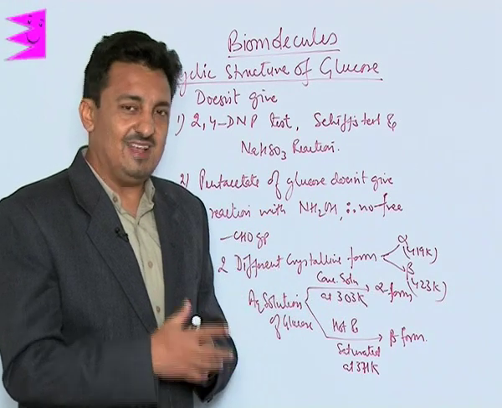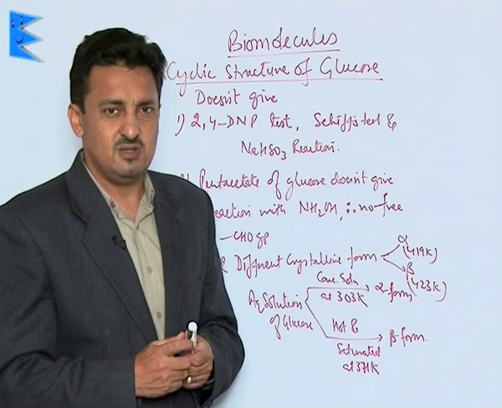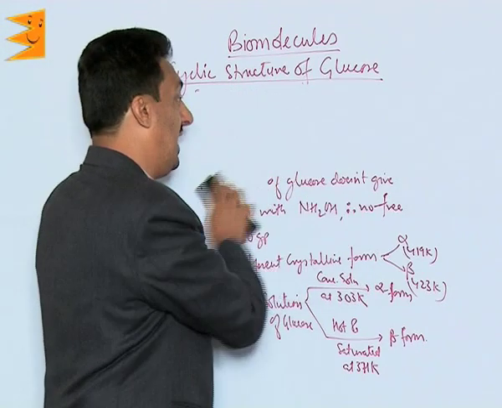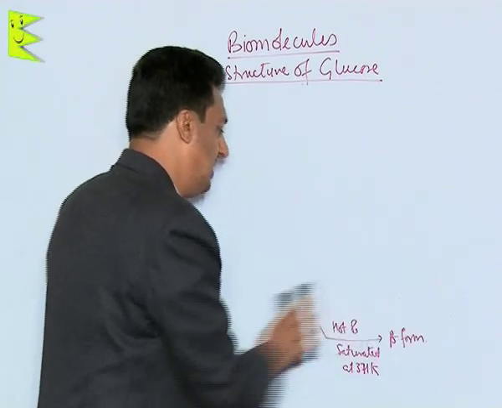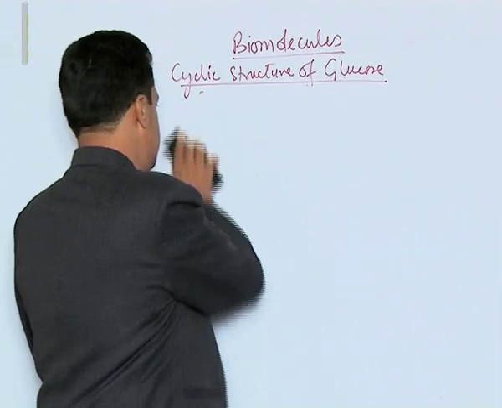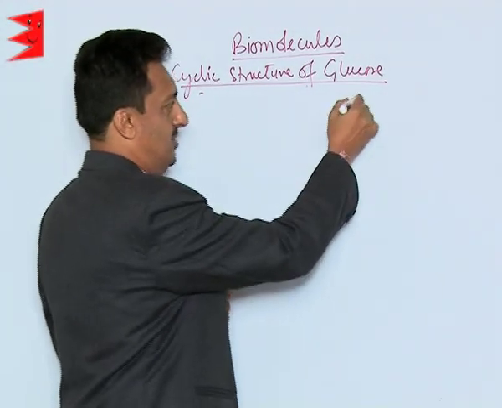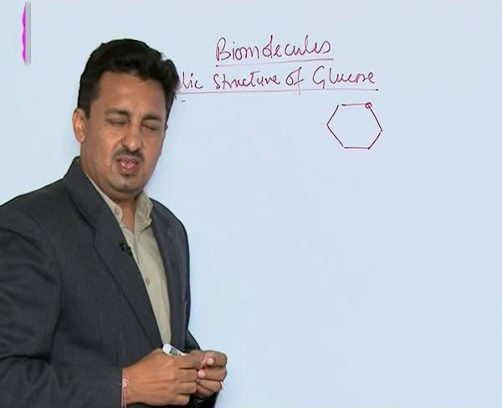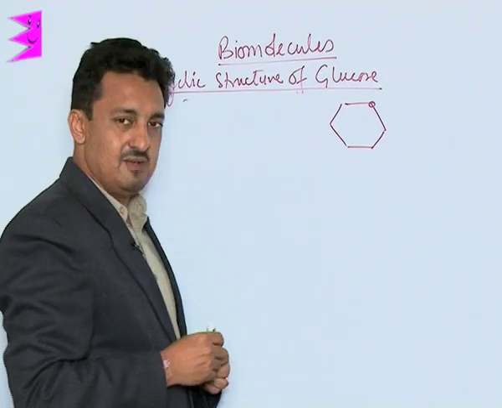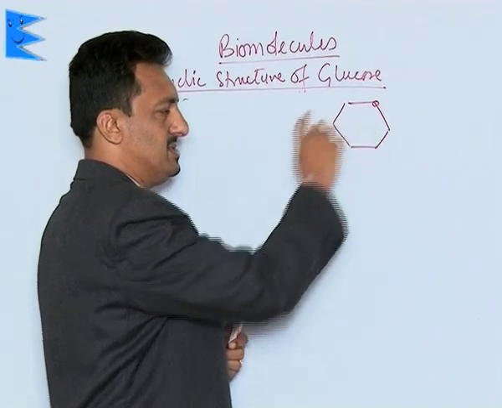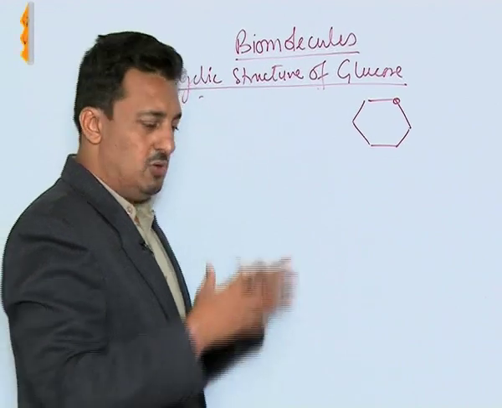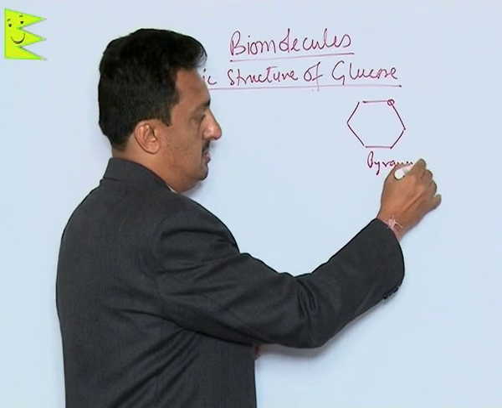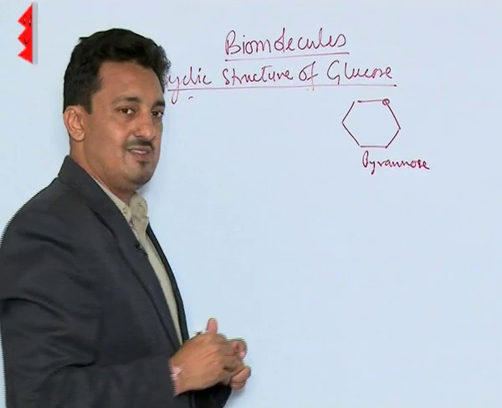Later on, it was realized that glucose is not existing in an open structure. It is existing in a cyclic structure which is called the pyranose structure, very similar to the pyran molecular species. Like we know, pyran is this type of molecular structure, a 6-membered hexagonal ring in which one of the atoms is oxygen, not carbon. So glucose exists in this pyranose structure. That is what is called the cyclic structure of glucose.